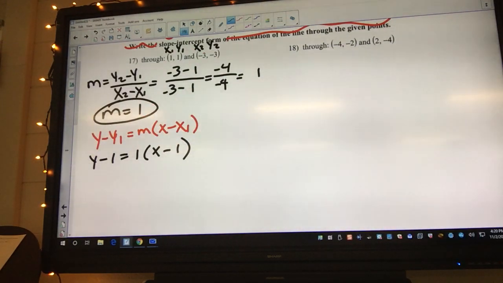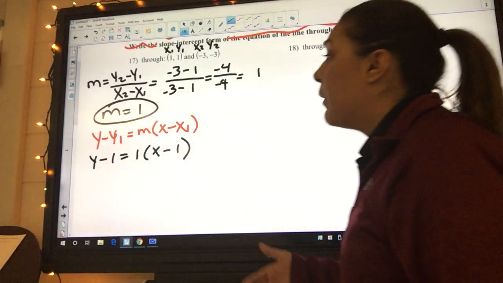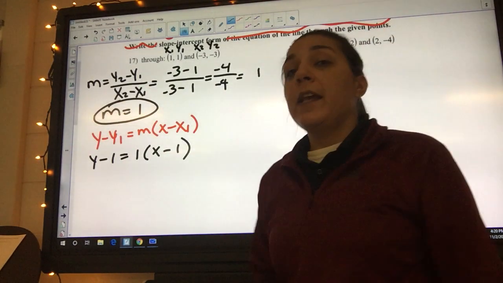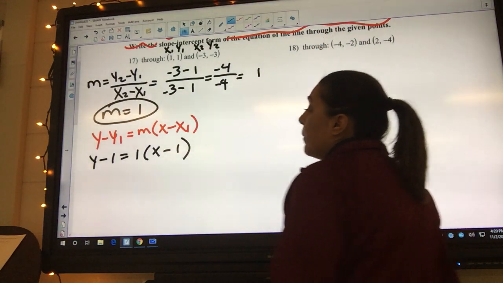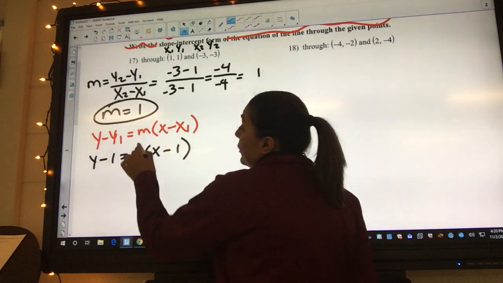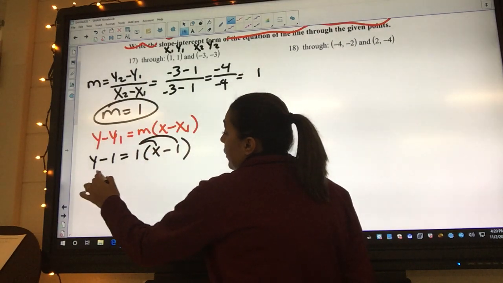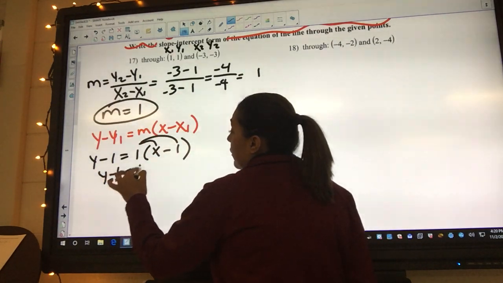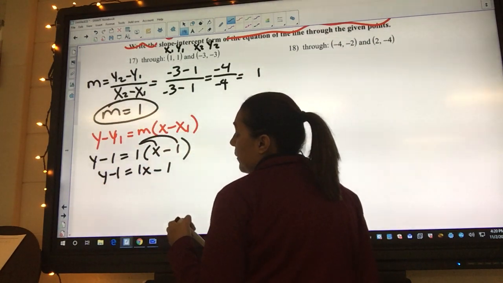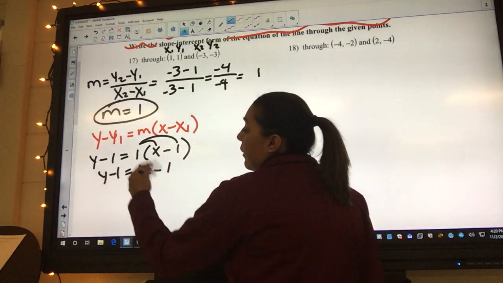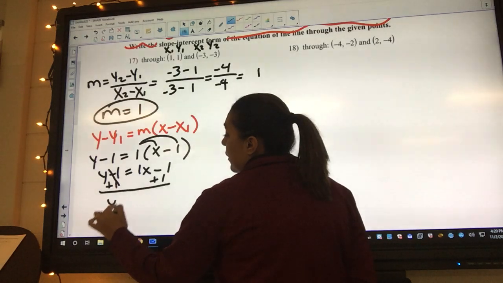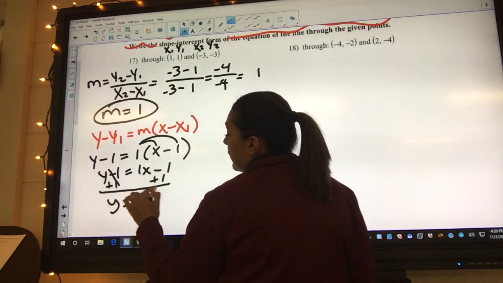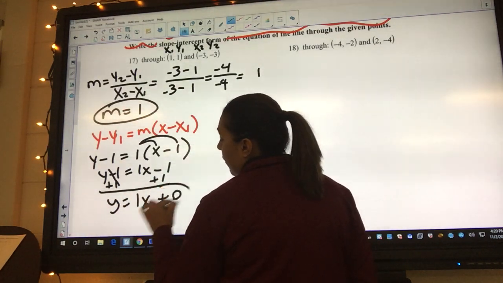Okay, well, we say, well, are we finished? Well, no, we're not finished because we're trying to get a slope intercept form. And slope intercept form is where y is all by itself. And in this case, y is not all by itself. Okay, so we're going to have to use our order of operations and distribute first. So we're going to have y minus 1 equals 1x minus 1. Okay, and then now I can add or subtract. So plus 1 plus 1. So y equals 1x plus 0.